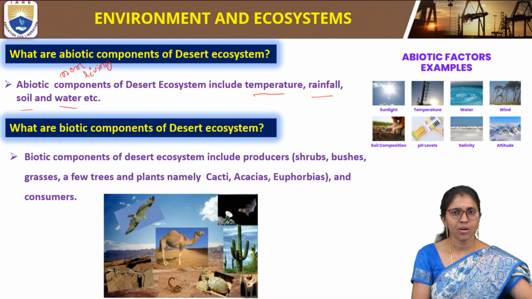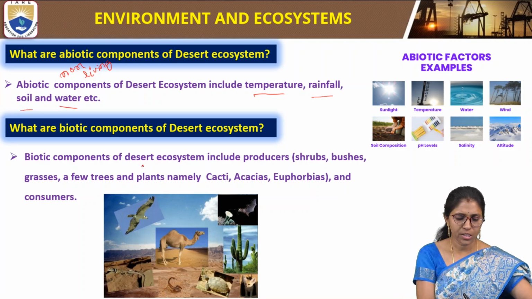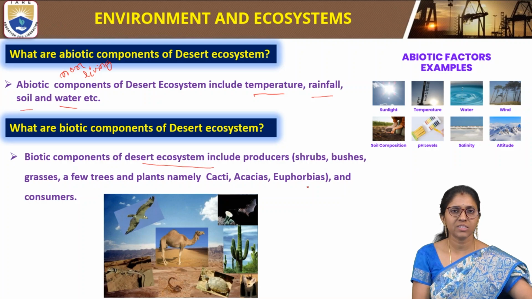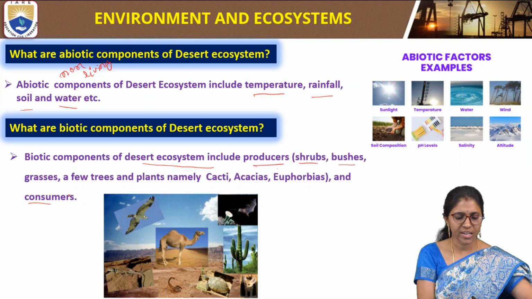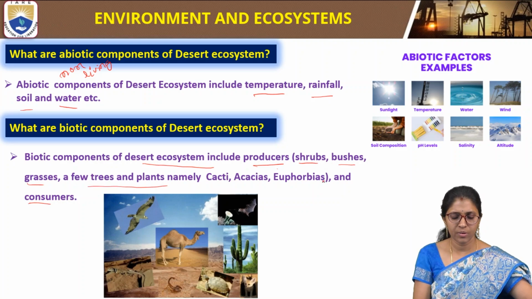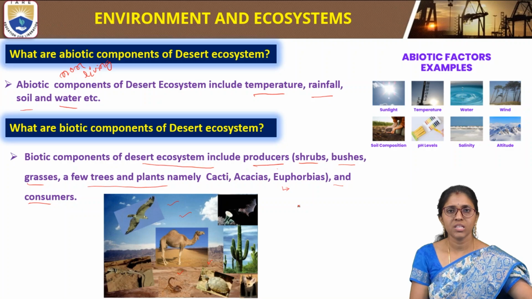So what are the biotic components of desert ecosystem? Biotic components mean the living organisms of the ecosystem, which include producers and consumers. Producers include shrubs, bushes, grasses, few trees and plants, namely cacti, acacias and euphorbias. Whereas consumers include camels, birds, snakes, reptiles and tortoises.